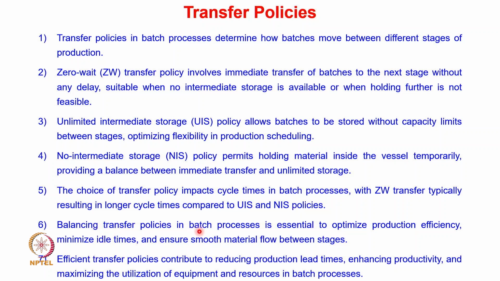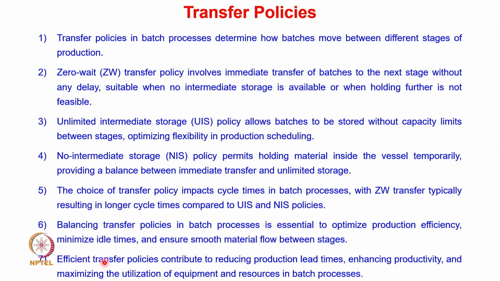So balancing the transfer policies in batch processes is essential to optimize the production efficiency, minimize idle times, and ensure smooth material flow between the stages. So clearly, if you look at optimizing the operation, which policy one should select has a significant impact on the schedule. However, there are pros and cons with respect to each of these policies. Particularly if you look at the unlimited intermediate storage, even though it is optimizing the scheduling, it also increases your inventory cost. So those pros and cons have to be considered while implementing the different transfer policies.